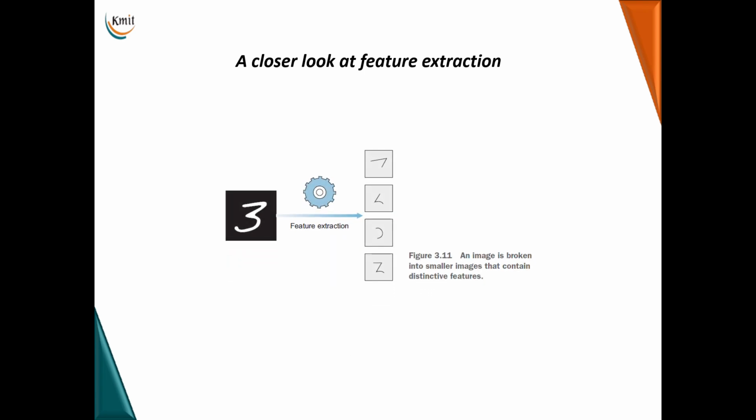So let us have a closer look at the feature extraction process. You can see here that this image is broken into smaller images. This is just a visual representation of the feature extraction process in CNN. But generally speaking, CNN will not break the image into pieces. Instead, it will extract the meaningful features which separate the object from other images in the training set and stack these one after the other in the form of a vector.